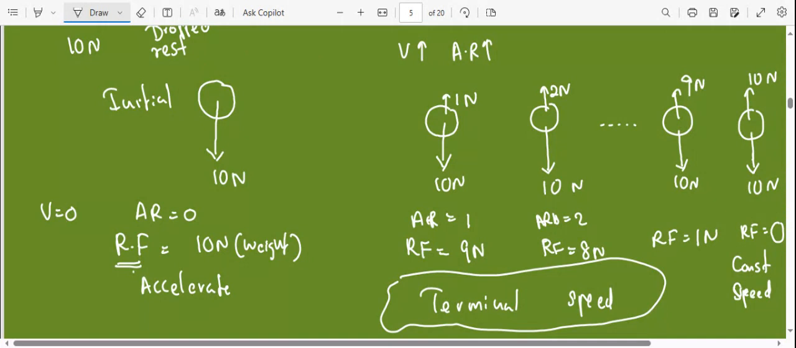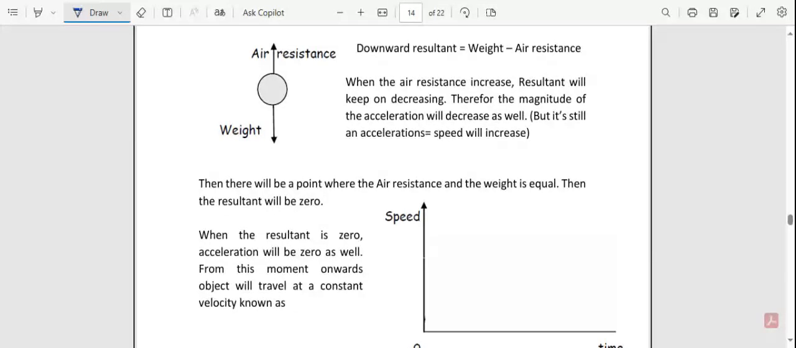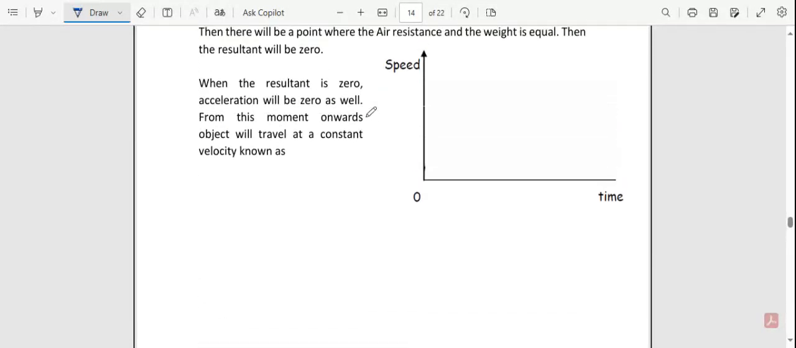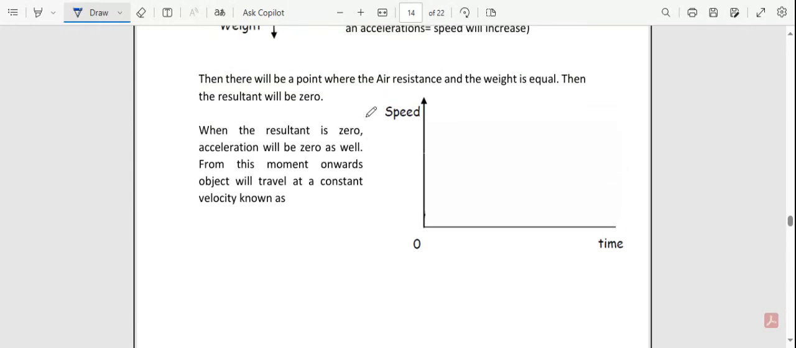So this is what we call it when the two forces are equal and opposite. Then there is no more resultant force to make the object change its motion, so it moves at a constant speed. That constant speed is what we call the terminal speed, right? So here in the note, there will be another last point.